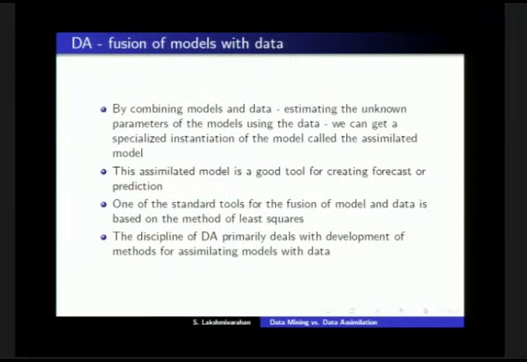So by combining models with data, estimating the unknown parameters of the model using the very same data, we get the specialized instantiation of the model called the assimilated model. An assimilated model is a particular model which is meant for a particular application, and it is contingent on the data that is used. This assimilated model is a good tool for creating forecast or prediction. One of the standard tools for the fusion of models with data is based on the method of least squares. So the discipline of data assimilation primarily deals with the development of methods for assimilating models with data.